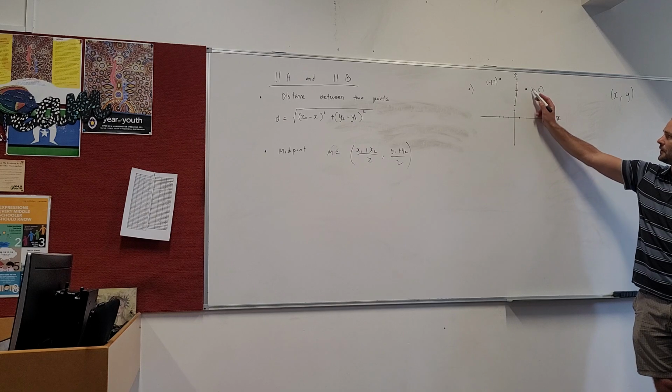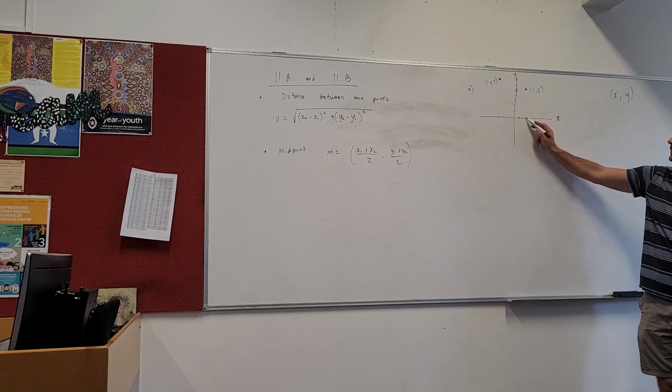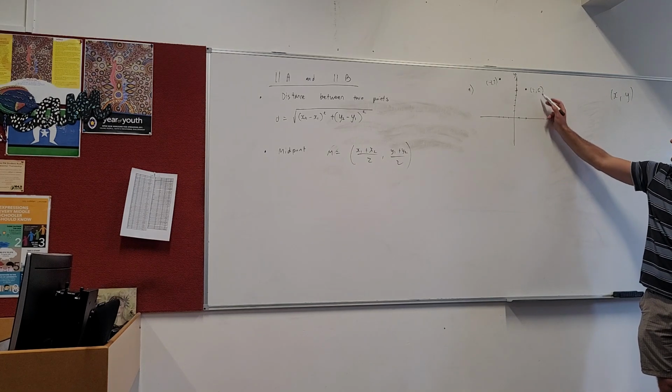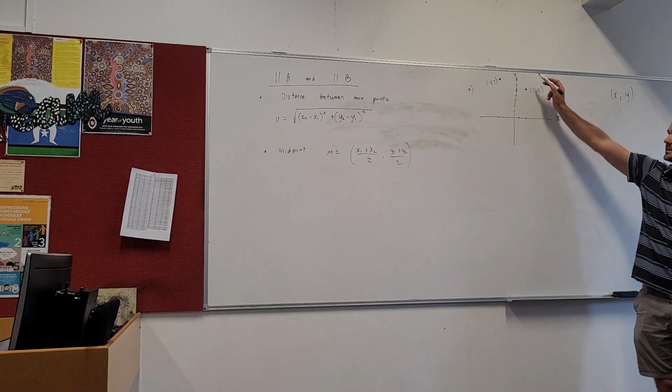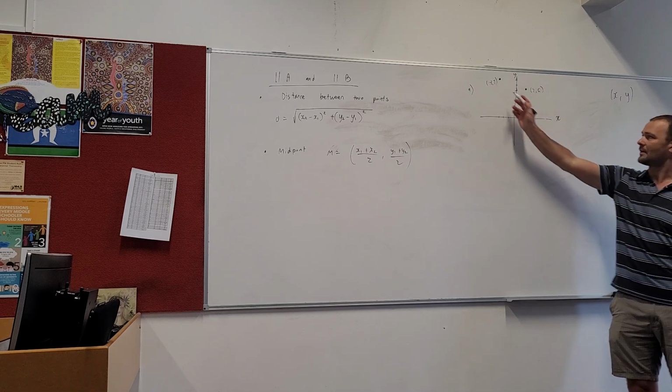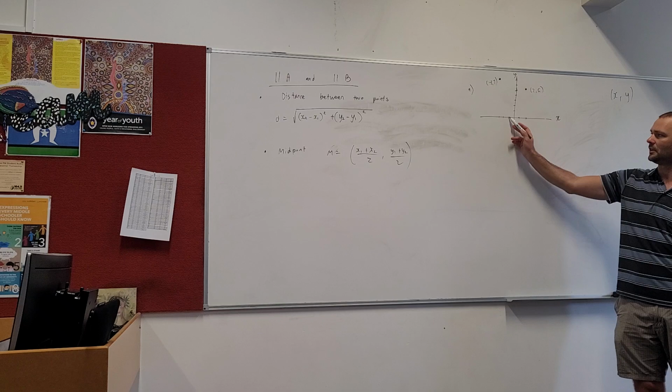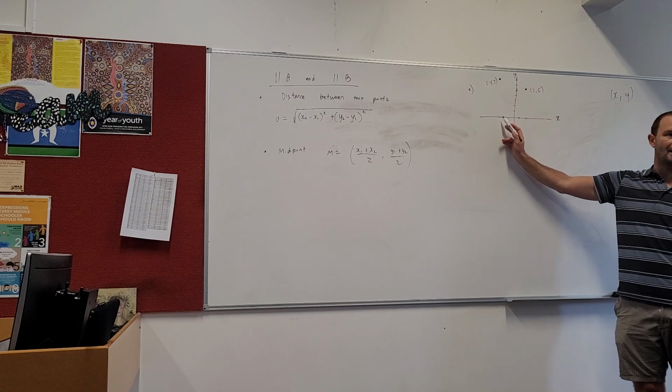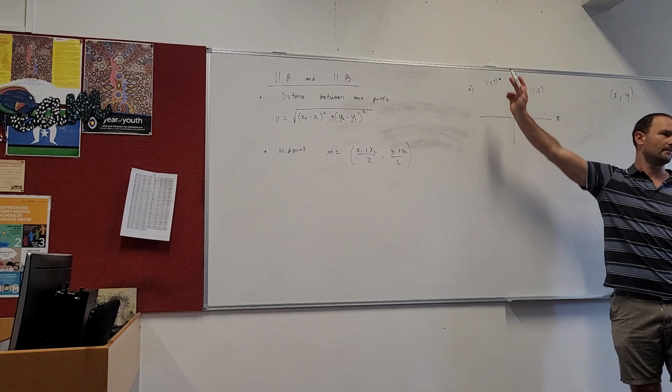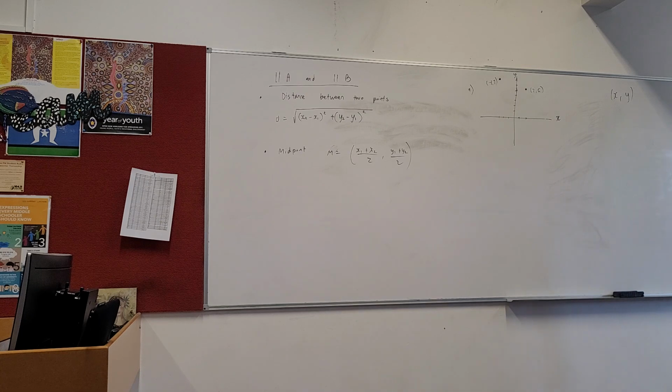So we can see the first point is x is 2, so we've gone across 2 spaces, and y is 5, so we've gone up 5 spaces. Here we have x is negative 3, so we've gone to the left 3 spaces, and y is positive 7, so we've gone up 7. That's how we plot points on the Cartesian plane, right?